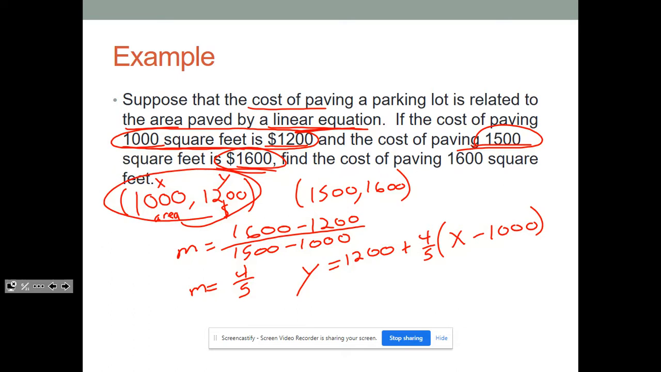And then to answer the question, what's the cost of paving 1,600 square feet? Here's the part that people often mess up. That's my square footage. That's what I had as my area, that's my x. So just be careful with that. Make sure you plug it in for the right variable. So all you do, plug in 1,600, solve, get your answer.